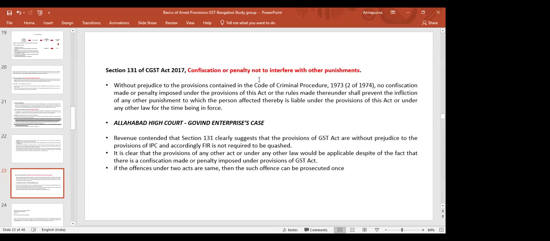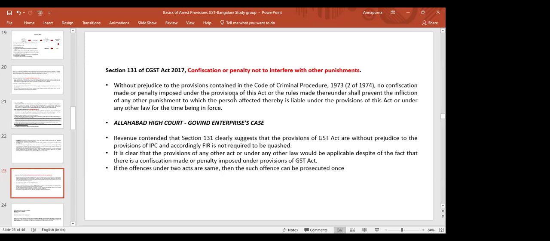So when it says without prejudice to the provisions of IPC, it means they can enforce either under IPC or under GST if they are different offenses. But if it is the same offense, then they can enforce either under the IPC or GST, sir. If the offenses are the same, then the offense can be prosecuted only once, so the theory of double jeopardy will not be applicable. This is what I was just trying to read, sir.